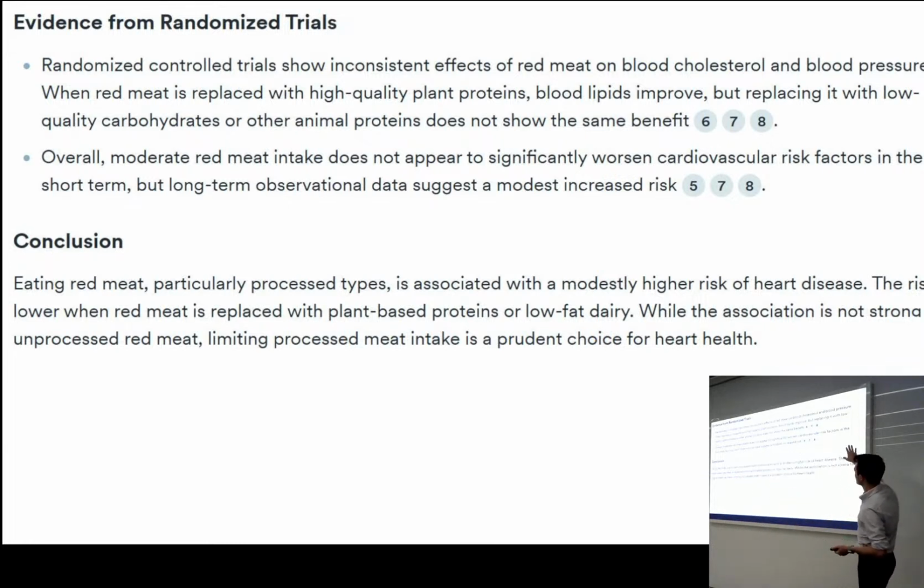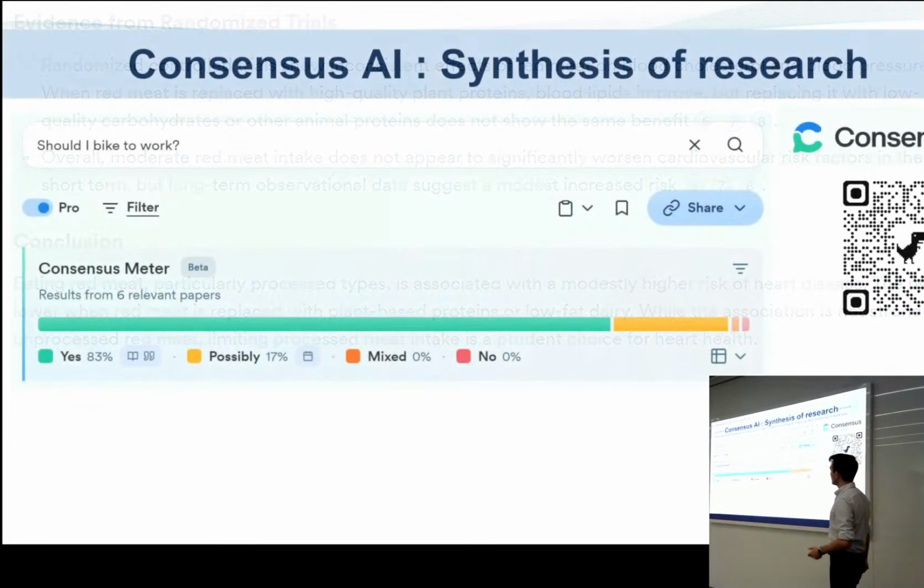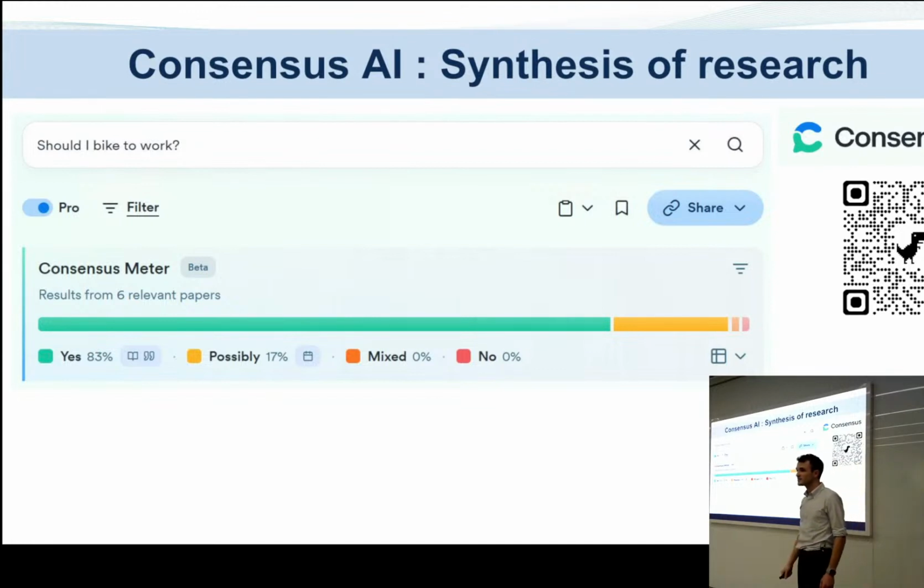That's grammatically weird, but okay. And then a conclusion as well. You can do this with anything. You can type in stuff. Should I bike to work? What does the research say? Should I bike to work? Yeah, overwhelmingly, yeah. There's not one research paper published that says don't bike to work. Yeah? You can do this with anything.